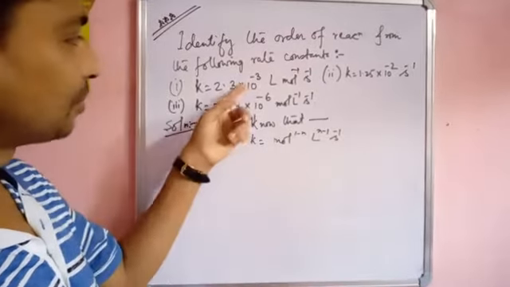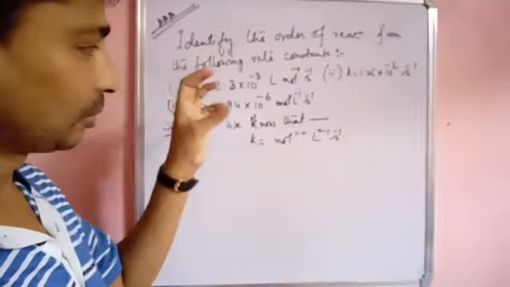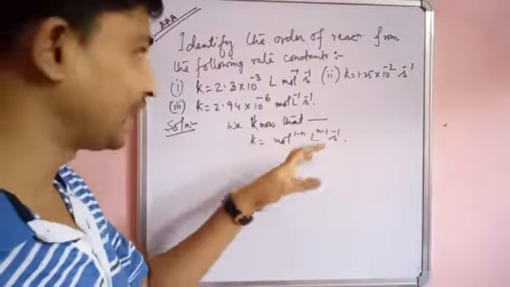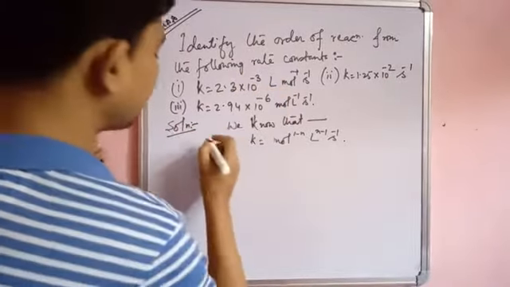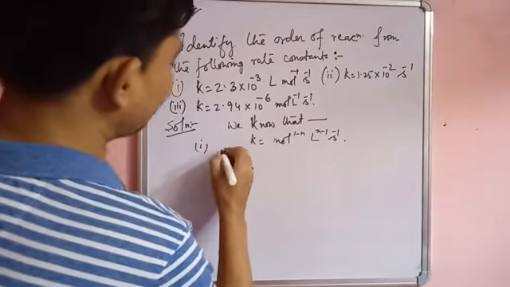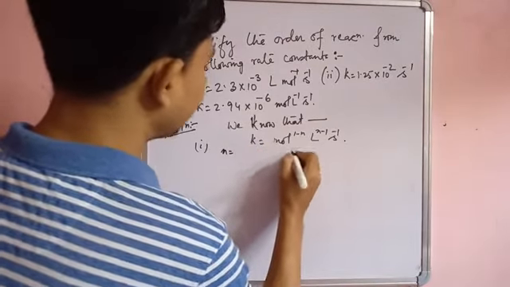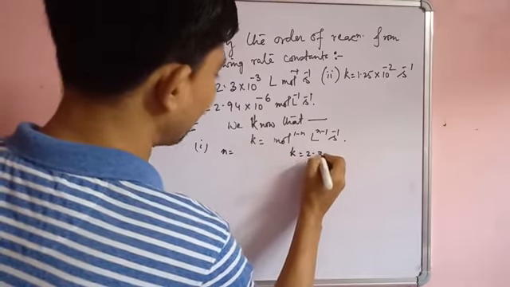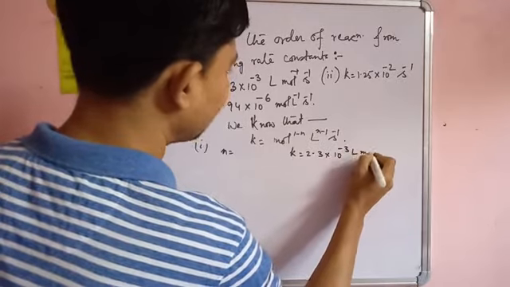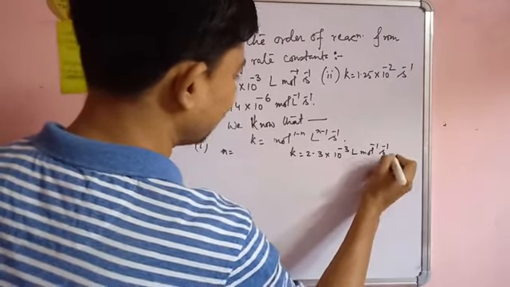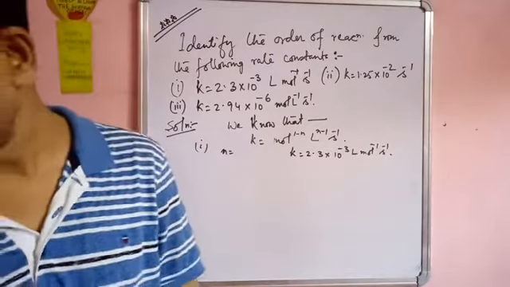Now from this we can find the order of reaction. Which value of n coincides, so that we get k equal to this value? For question number 1, what value of n can be put to get k equal to 2.3 into 10 to the power minus 3 liter per mole per second? What value will we put?